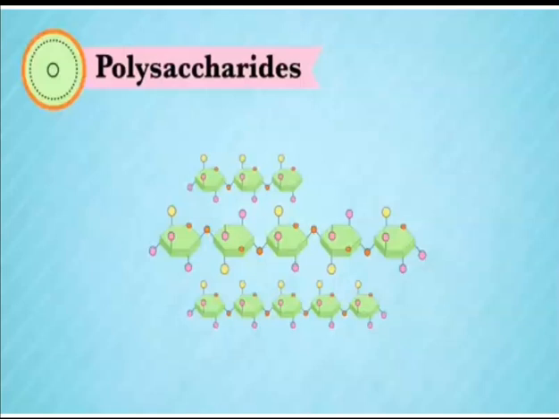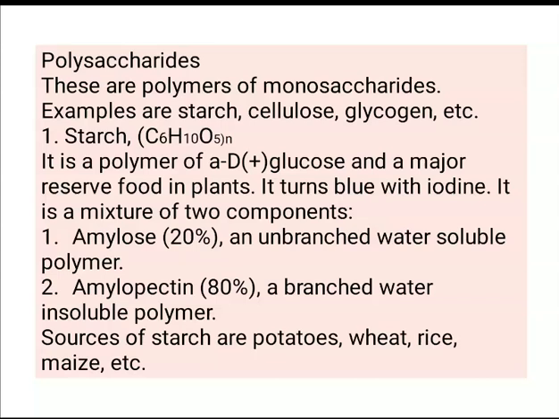So today we will talk about polysaccharides. So what are polysaccharides? These are the polymers of monosaccharides. Means simply the carbohydrates which on hydrolysis produce many monosaccharide units. For example, starch, glycogen, cellulose. So let us talk about the first one, that is starch.